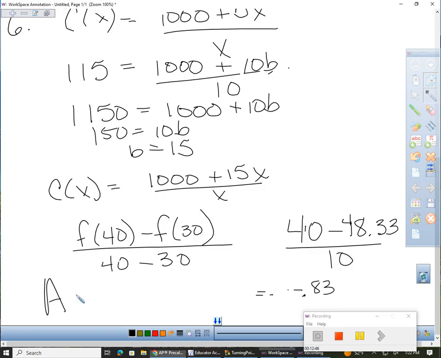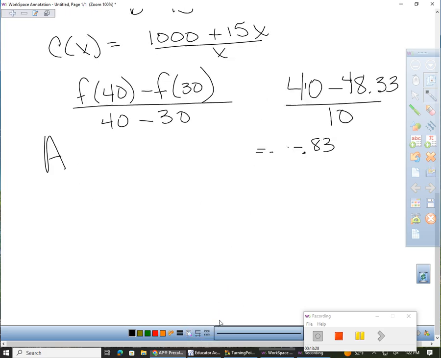All right, let's talk about number 7. Yeah, so on the problem, it wanted you to find the rate of change from 30 to 40, where x equals 30 to x equals 40. So this is the change in y, right, the y values over the x values. All right, number 7.